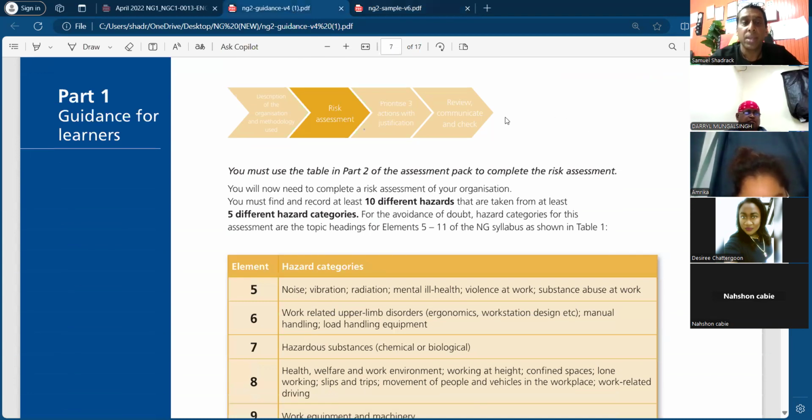So the guidance here says you must use the table in part 2 of the risk assessment. You will now need to complete the risk assessment for your organization. You must find and record at least how much? Read it for me. If you can see it, read it for me. 10 different hazards. Okay, read it slowly now. 10, what kind of hazards? Different hazards. We will see if I'll get that correct in this batch, right?